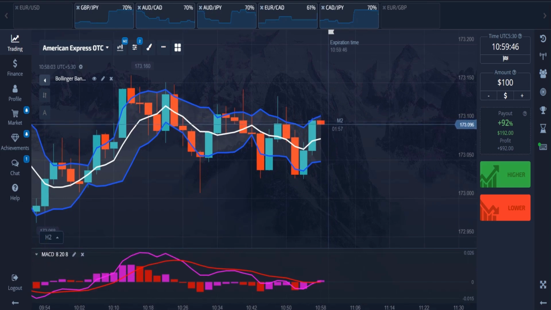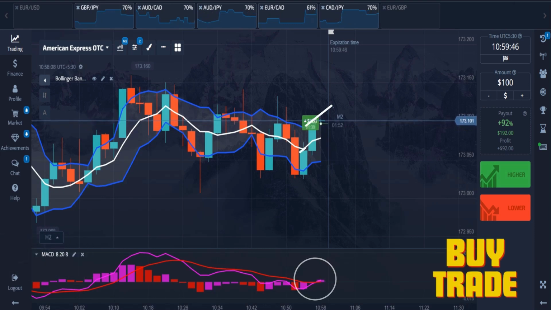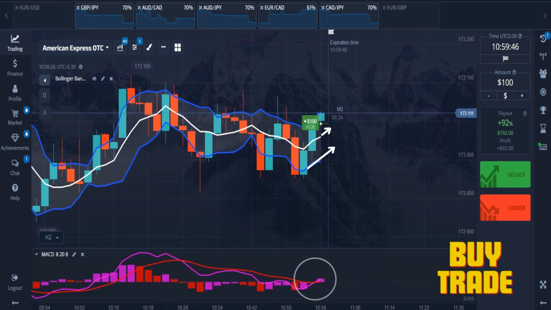For a buy trade, when the blue MACD line crosses the red line and moves upwards, the MACD blue graph line starts forming above the zero line. The slope of all three Bollinger Bands is upwards. This is the perfect time to place a buy trade.